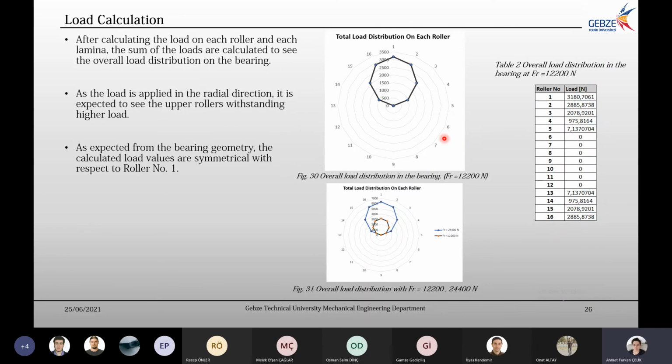and the rollers on the bearing, I have distributed the load. So this is the total load. In each roller, I have a total load like this at, again, 12.2 kilonewtons. And I have the results here.